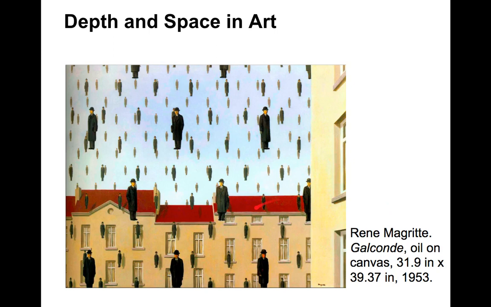Another Magritte painting showing scale changes in the people and value changes in the people in the foreground from the background. So some atmospheric perspective, some linear perspective in the roofs and in the house over here, the building over here. So we've got size, scale, overlapping of people, value changes, and linear perspective.